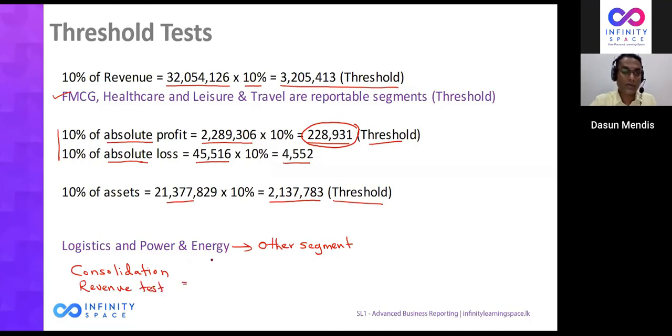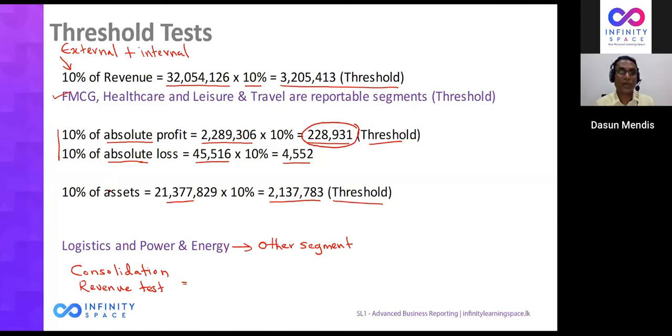Okay, in the consolidation revenue test, what you consider is the external revenue of all reportable segments, whether the external revenue of all the reportable segments is more than 75% of the company's total external revenue. Remember, in the individual revenue test, you consider both external plus internal revenue, because you can have revenue by selling to another group company. That is a kind of internal revenue.